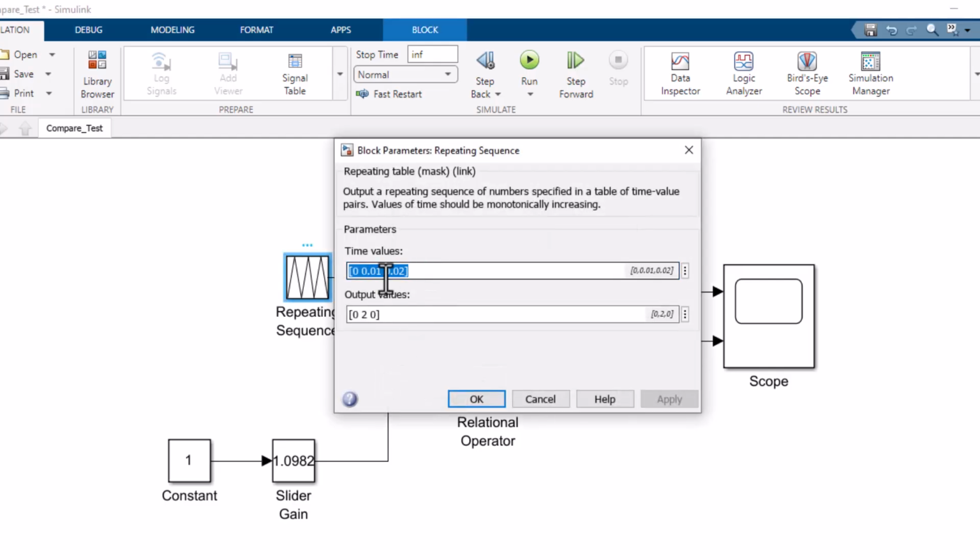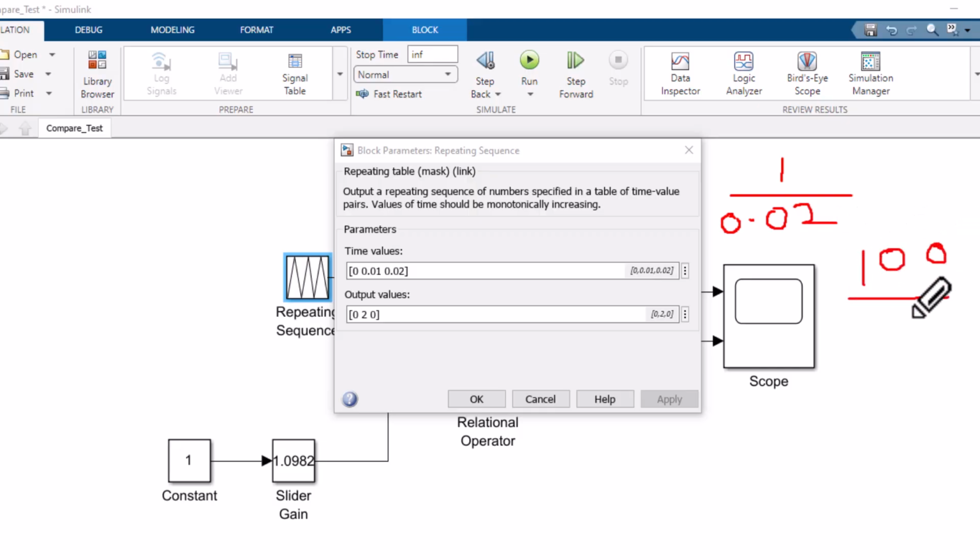If you double click, you see I gave here the time values. 0.02 is a time value, so if I take the reciprocal, it will be 1 upon 0.02, which is 100 by 2, so it's 50 hertz. 50 hertz is the frequency. The maximum time period is here, and by 2 we have to fill here. So it is 0, 0.01, 0.02, and back to 0, so we'll be getting a triangle wave.